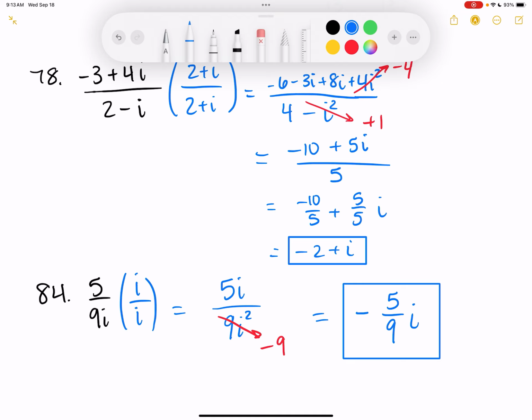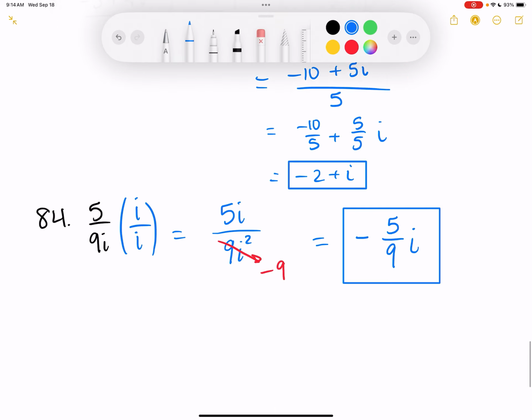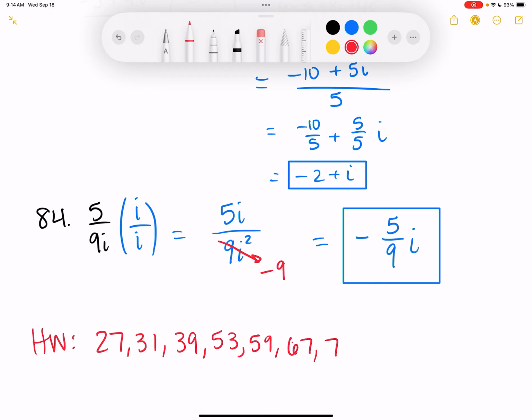Any questions about any of this? No, it's kind of a lot. All right, so we're pushing time, and it's Wednesday. So tomorrow is going to be a work day on this stuff: 27, 31, 39, 53, 59, 67, 71, and 73. So you'll have the whole class period tomorrow to work on these problems and do notes for 1.4 if you haven't already done them.